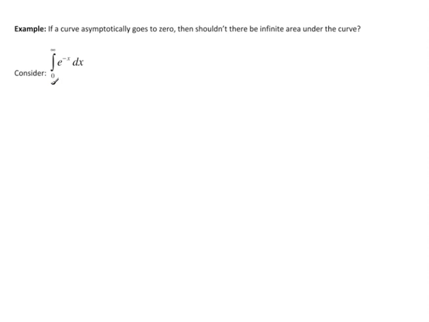I want to go from 0 to infinity of e to the negative x dx. So you know what that looks like. From 0 to infinity, this curve looks like this. Asymptotically, it goes to 0. When x equals 0, we're at 1. So I'm trying to figure out how much area is under the curve. Will there be a finite amount or an infinite amount?